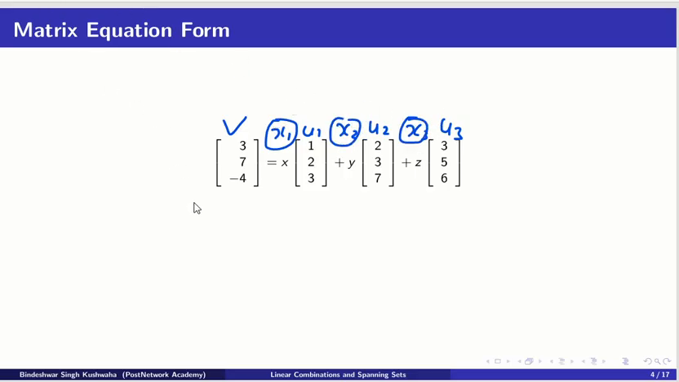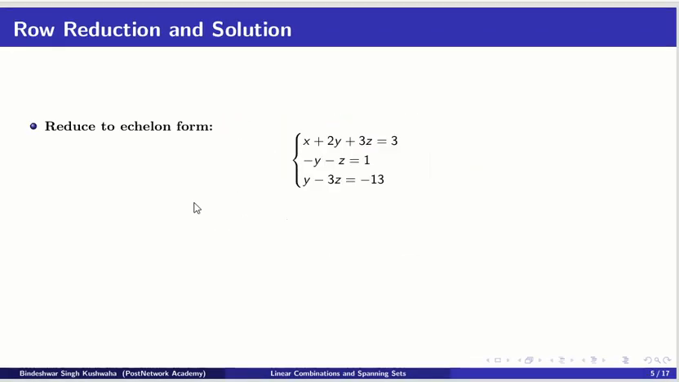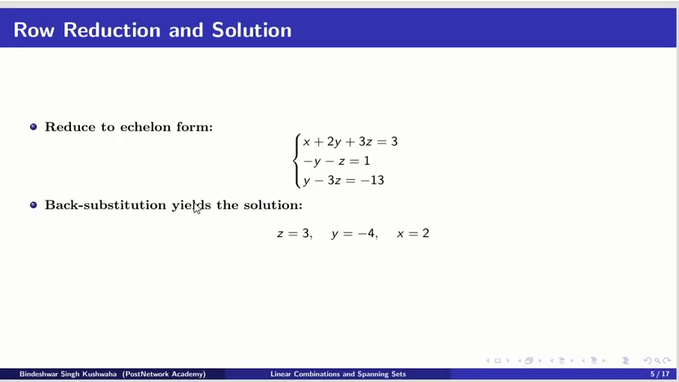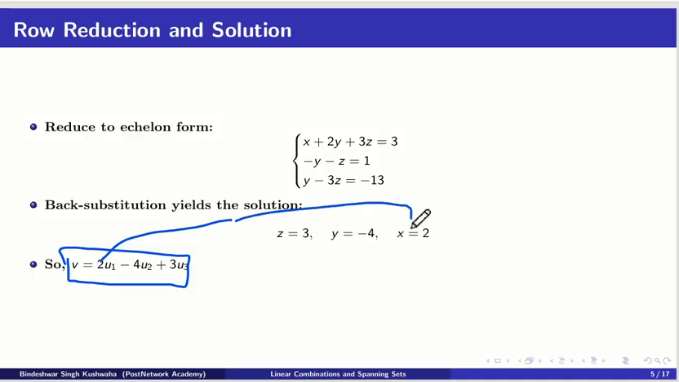So you will get three equations. Thereafter you can reduce it to echelon form and finally you will get the values x equal to 2, y equal to minus 4 and z equal to 3. So here we can express V in terms of u1, u2, u3, where a means x, then y, then z. So V can be expressed in terms of these three vectors with scalars.